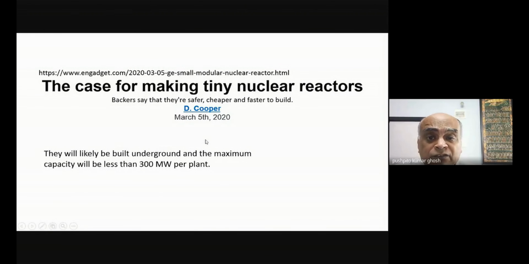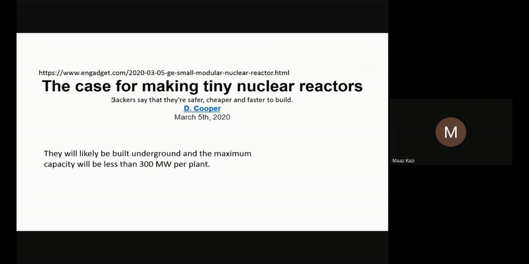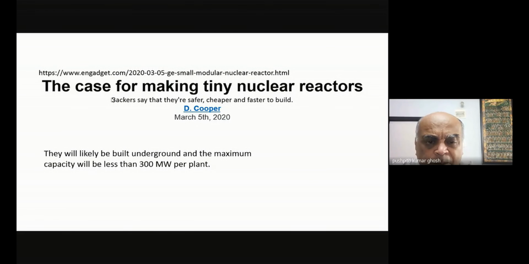But let me tell you, you can see, these are fairly recent articles. March 5th, 2020: the case for making tiny nuclear reactors. And who is doing this? The biggest companies in the world, General Electric. The kinds of plants that people are now conceiving, they're saying, forget about these large plants. Let us make small plants. Small plants means less than 300 megawatts per plant, compared to 5,000, 10,000, 20,000 megawatt plants. So we're talking about much smaller plants, and also they will be built underground.